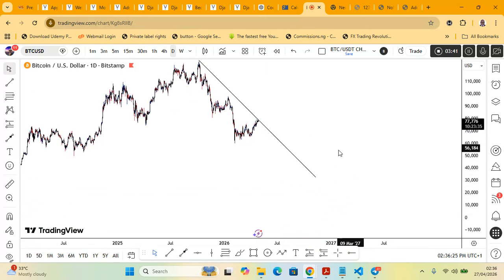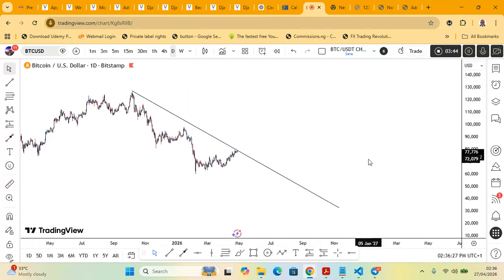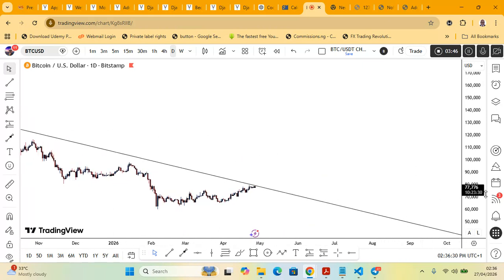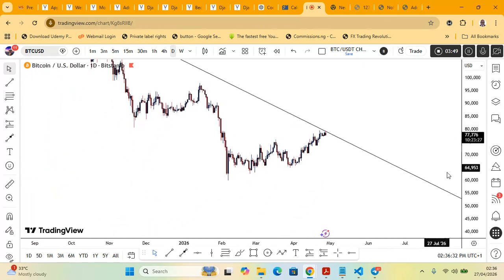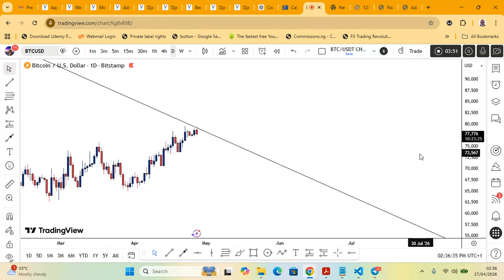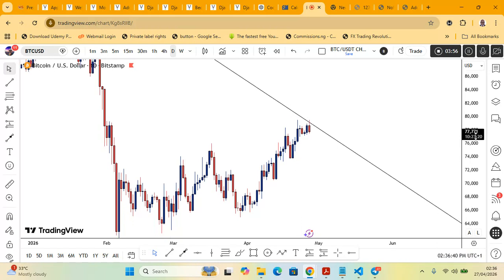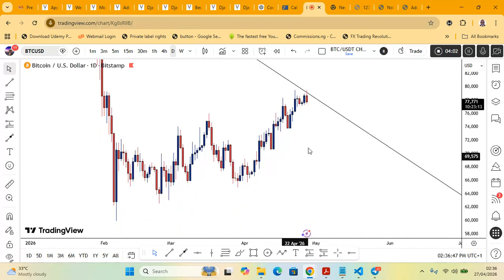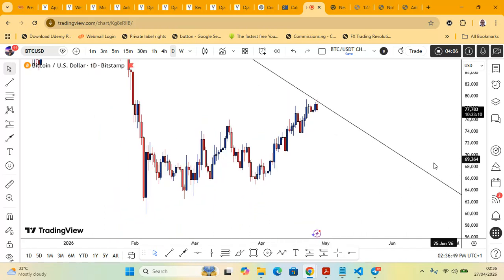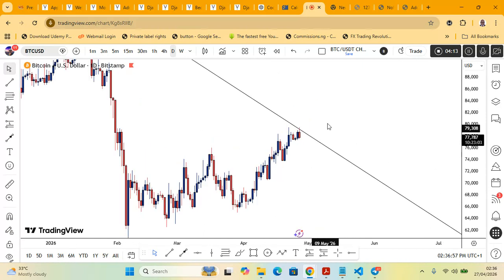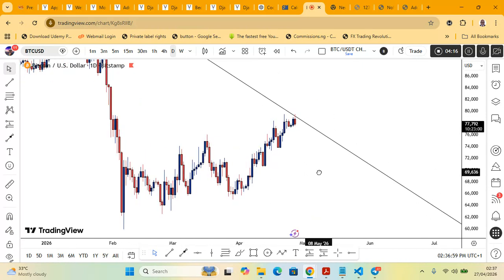But for now, the market is still going down. Let's zoom in and look at what the candlesticks are telling us. You can see here that the market is just making some higher highs, and we want to see a break of structure. We want to see the market break through this trend line structure. Then we'll look for opportunity to buy this instrument.